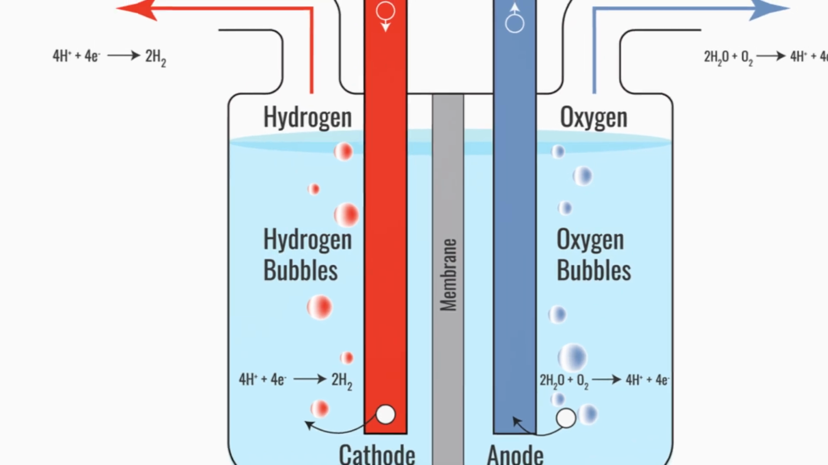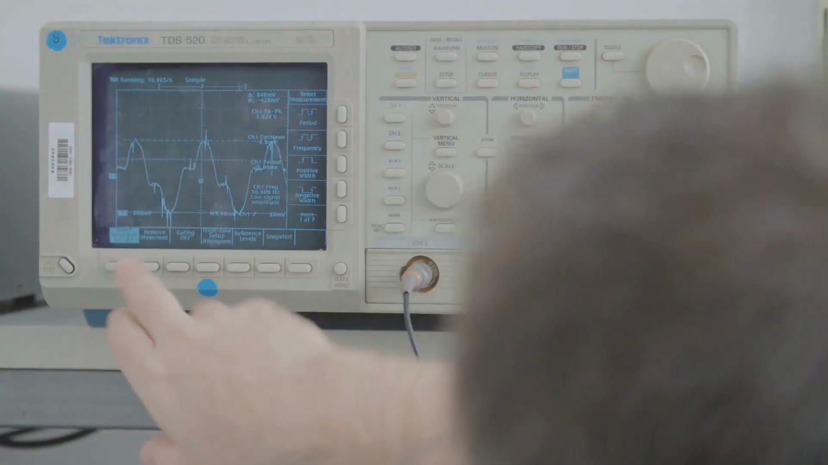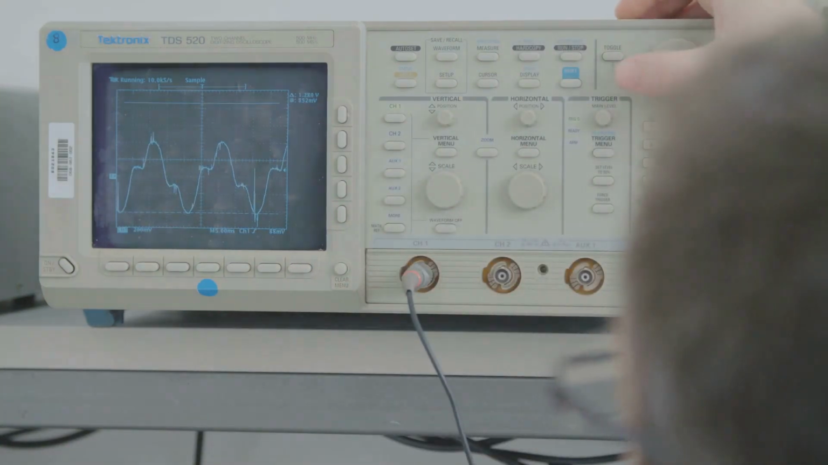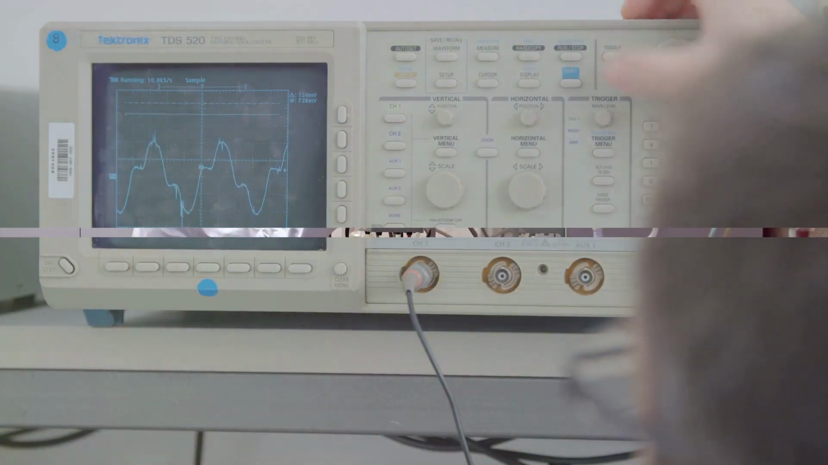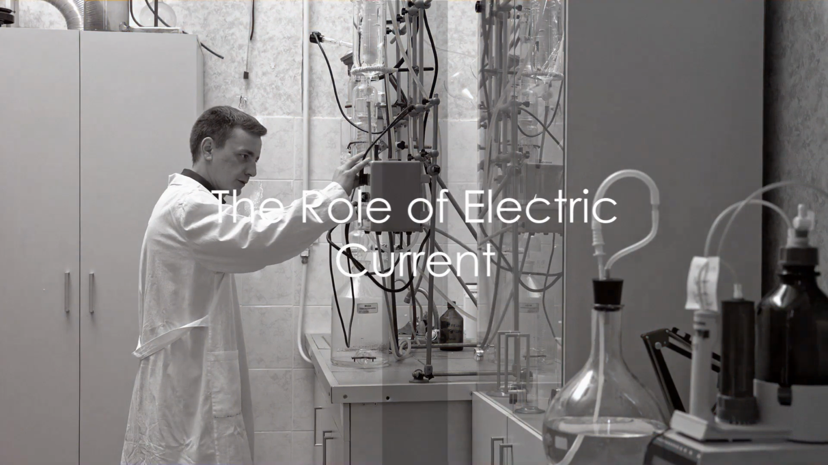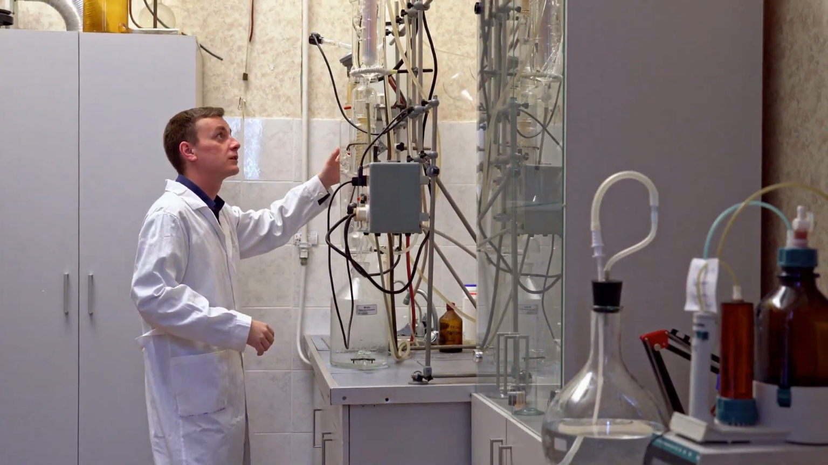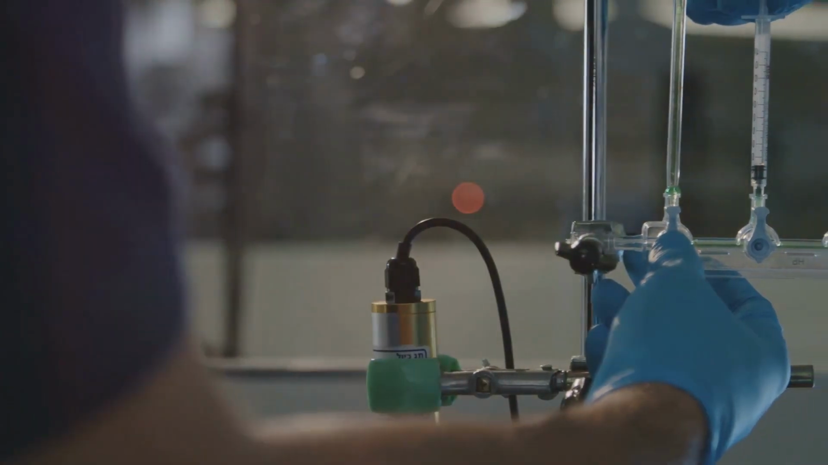It's a process that takes place within an electrolytic cell, which comprises two electrodes, an anode and a cathode, connected to a power source and submerged in an electrolyte. To kickstart the process, an electric current is introduced. This current is the driving force, the catalyst that initiates the process of electrolysis.